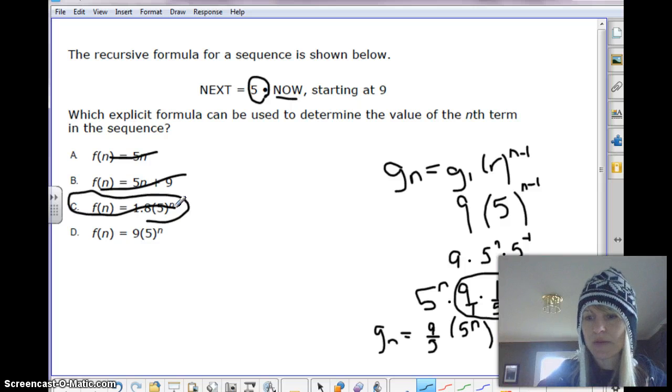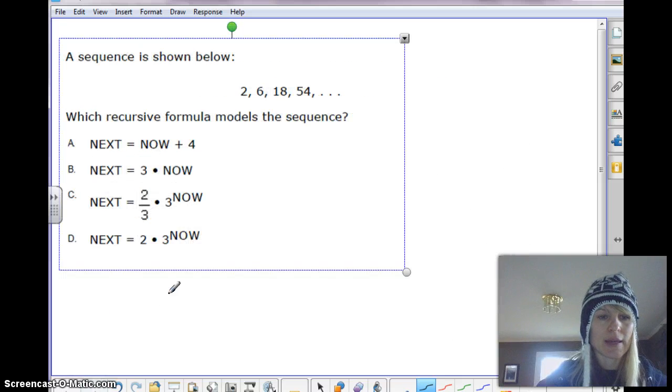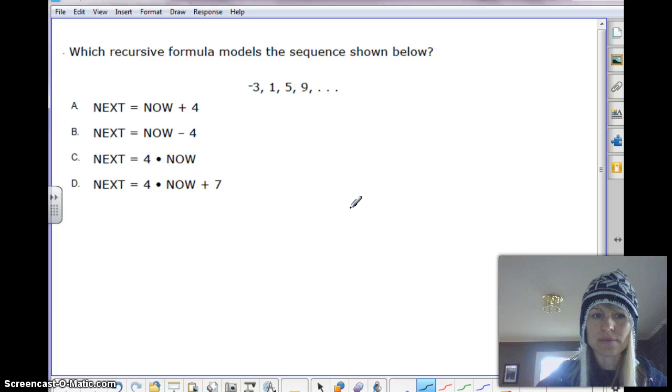Okay, so I'm going to have you try a few. I want you to do this one. This is your sequence. Which next-now equation goes with that? Again, here is another sequence, and match up the next-now with that one. And then here's your last one. What next-now goes with this sequence? Not bad, 8 minutes.